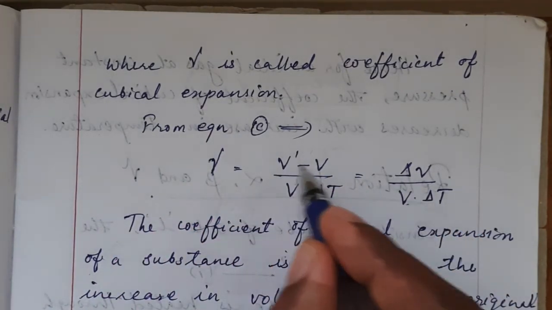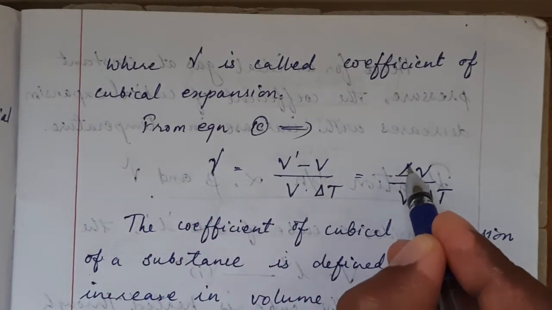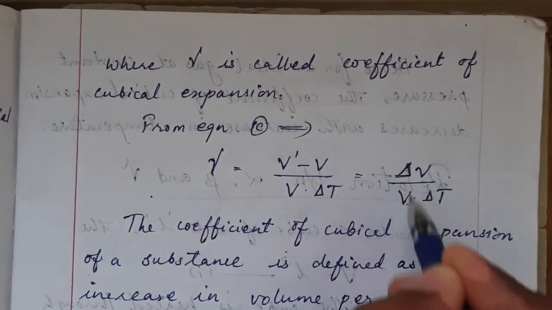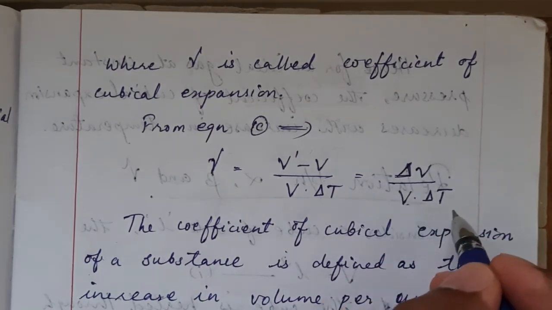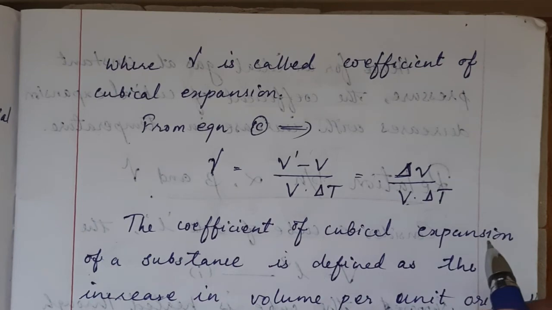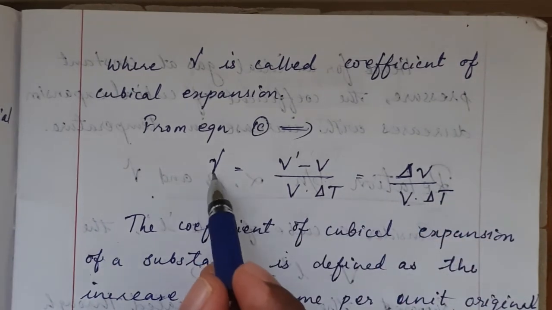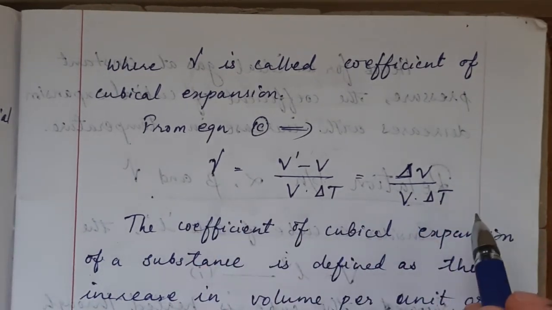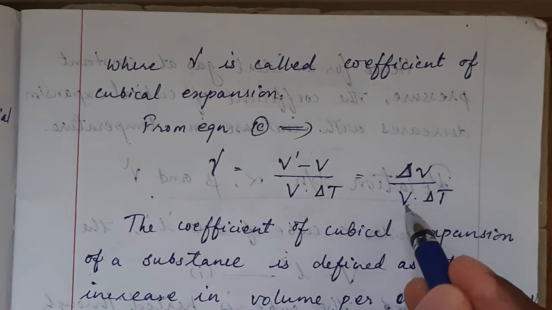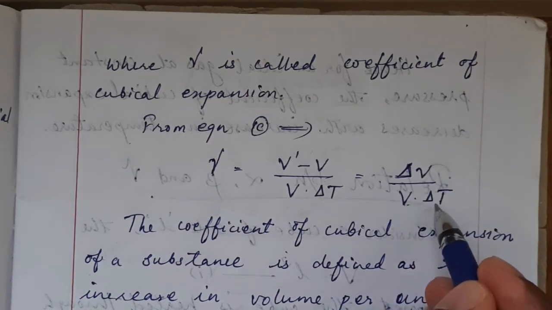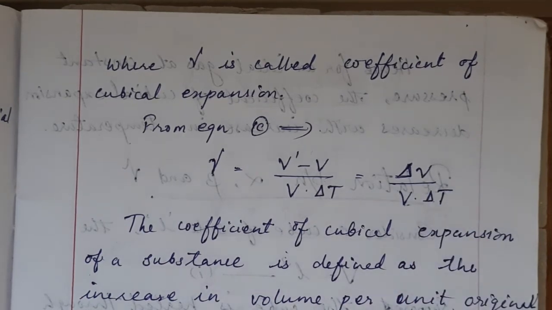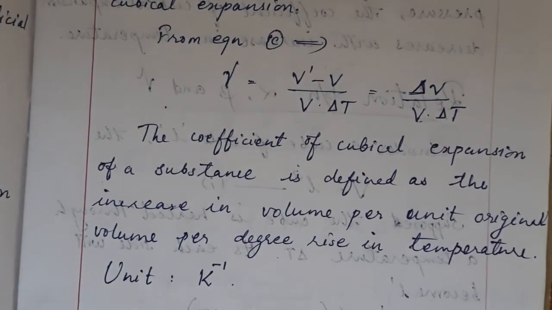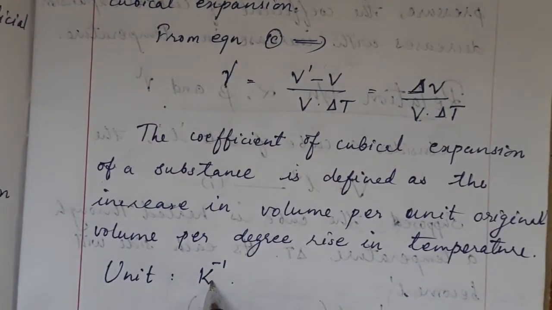and its name is coefficient of cubical expansion. And this increase in volume is delta V by V delta T. Here also we can give the same definition. Coefficient of cubical expansion gamma is defined as increase in volume by original volume per unit rise in temperature. So as usual, unit of this also will be Kelvin inverse.